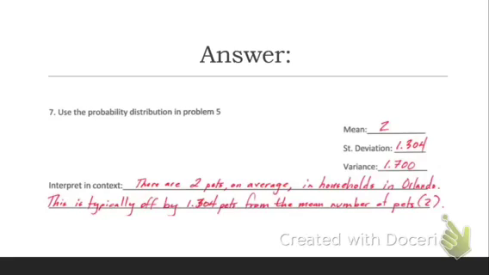Now here you see all the answers in one slide. The mean is 2, standard deviation is 1 304 thousandths. The variance is 1 7/10 or 1 700 thousandths. And to interpret the context, there are 2 pets on average in households in Orlando, Florida. This is typically off by the standard deviation of 1 304 thousandths pets from the mean number of pets, which is 2.